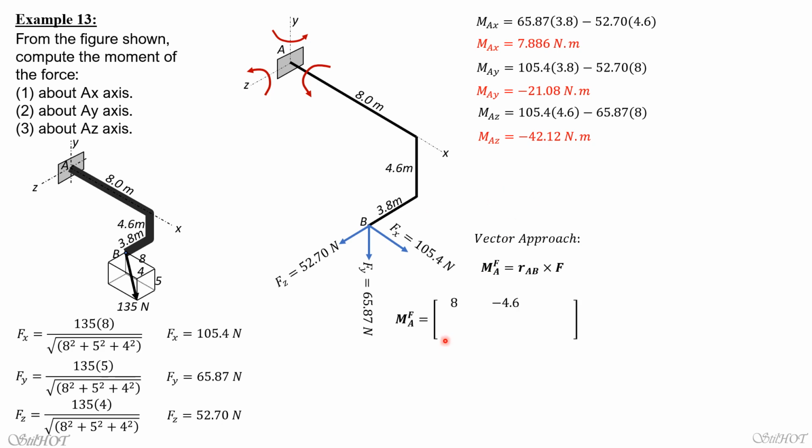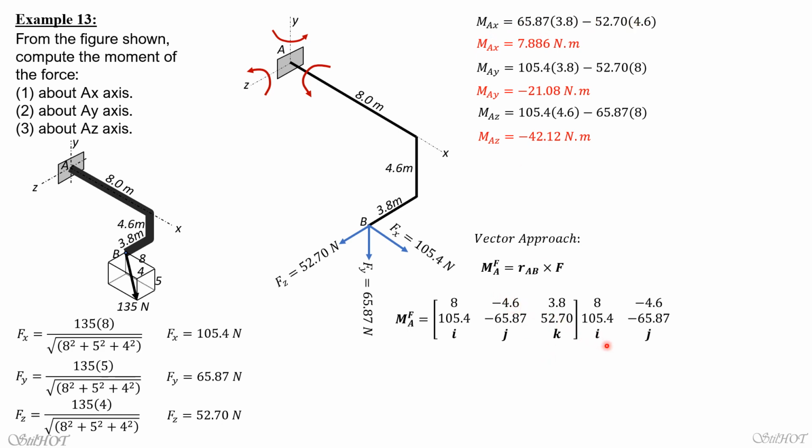So in matrix form, 8, negative 4.6, 3.8, then the x component of force, the y component of force, which is negative because this is downward, and the z component of force. Then the components of the unit vectors in the third row. Then copy the first two column elements. Then by the basket method, let's begin with i.